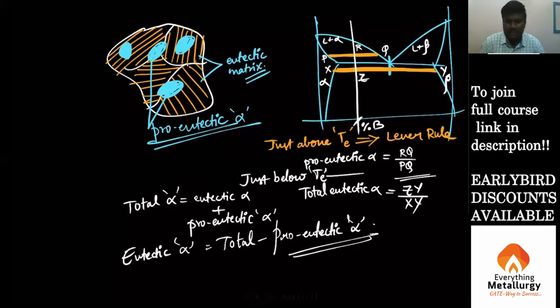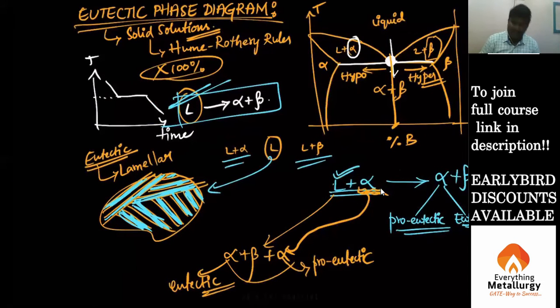Obviously, here what I did is I drew the tie lines at different temperatures, in the sense just above and just below. Now we saw these two. Similarly, we have many more reactions. We have eutectoid, peritectic, peritectoid, monotectoid. These are all the reactions that are possible.